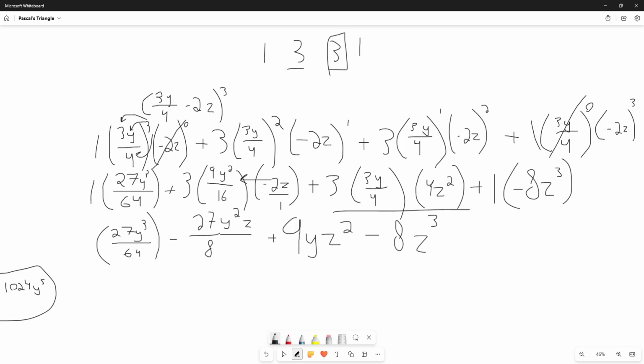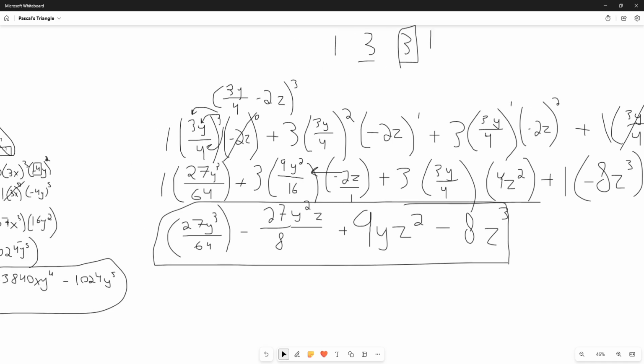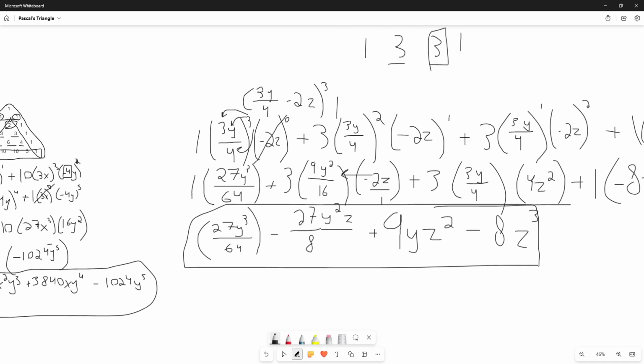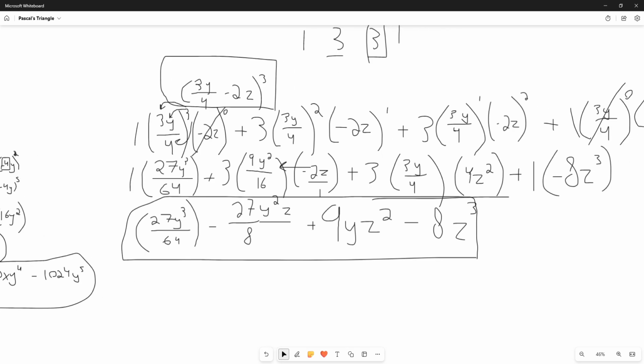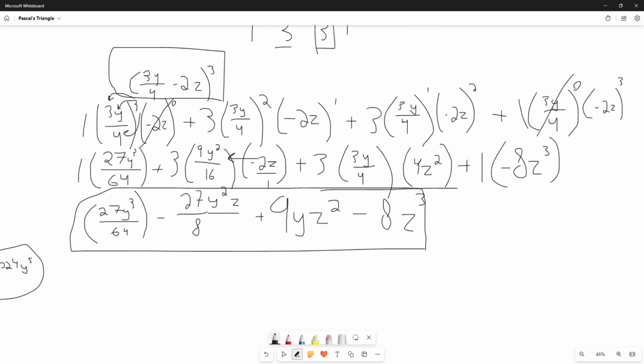So this is what you get had you done this sort of equation in full. It would have looked like this, and it would have taken a long time. So you would have done 3y over 4 minus 2z multiplied by 3y over 4 minus 2z and 3y over 4 minus 2z, right? This is the 3 times.